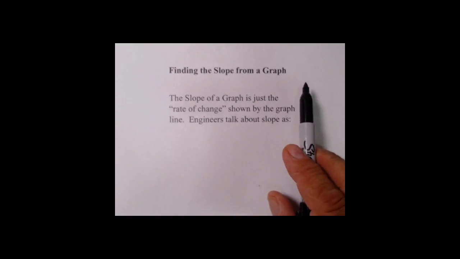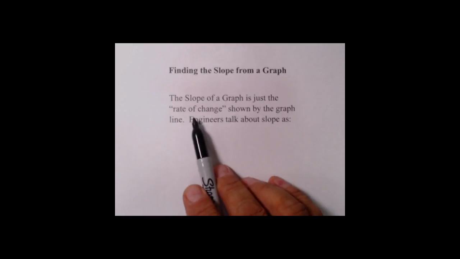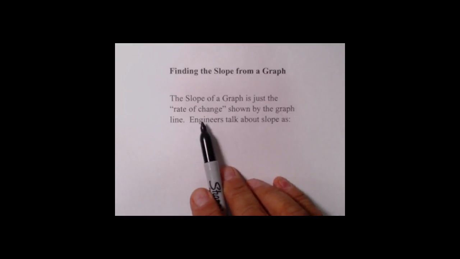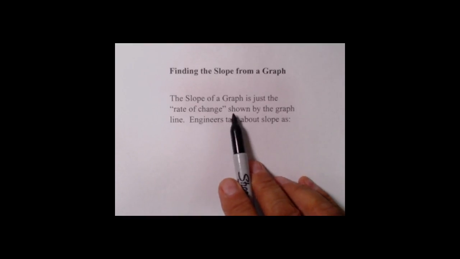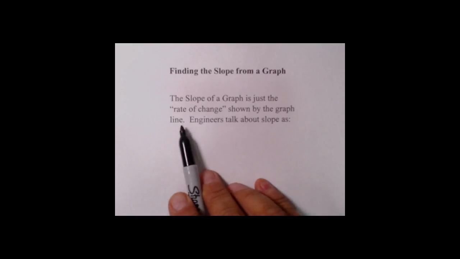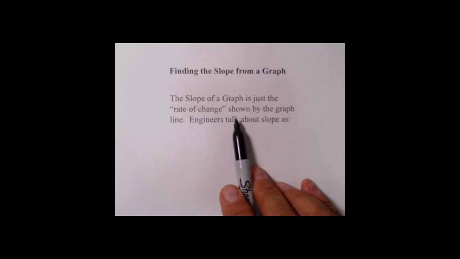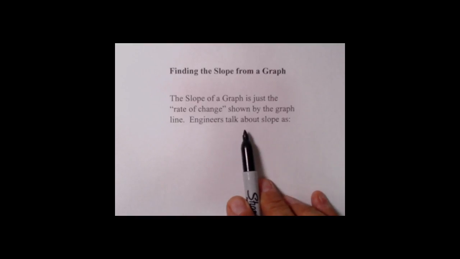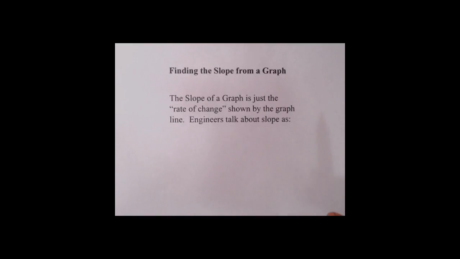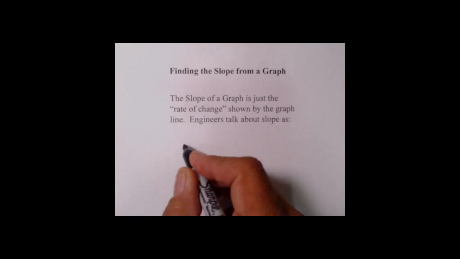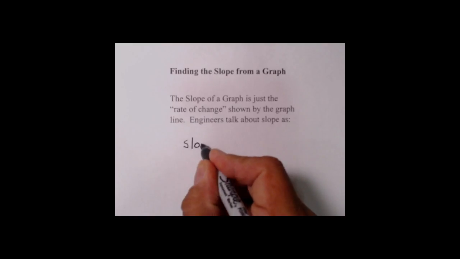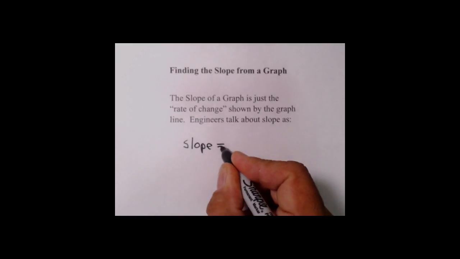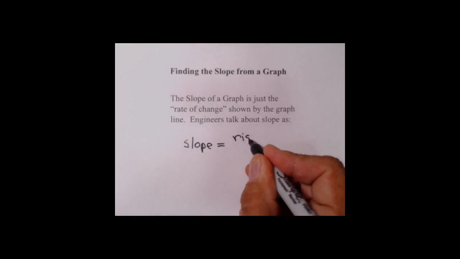This is a video that introduces us to the idea of finding the slope from a graph. We've been talking about rate of change. That is exactly what slope is, and graph lines show this very easily. First, let's talk about slope as engineers introduce it to us. Simply put, the slope equals rise over run.